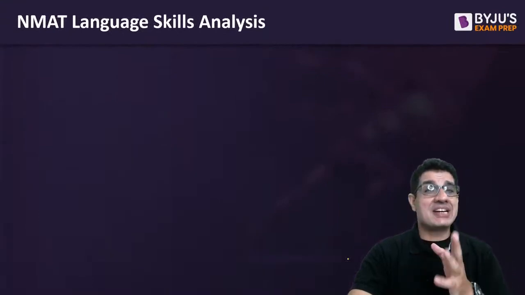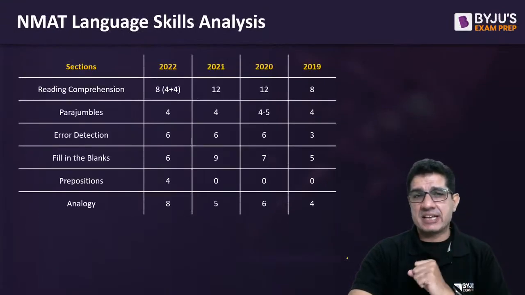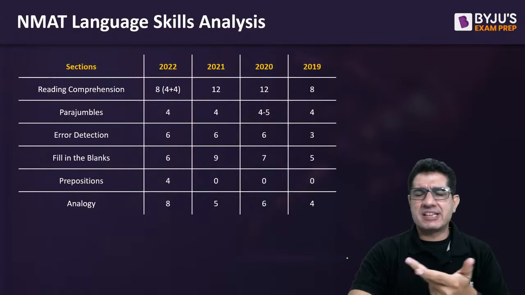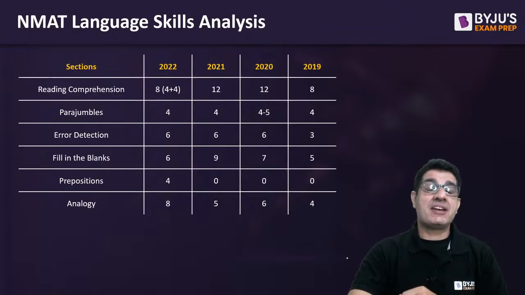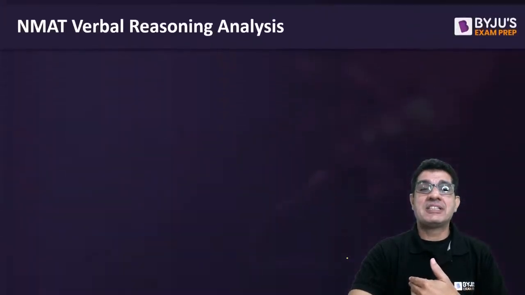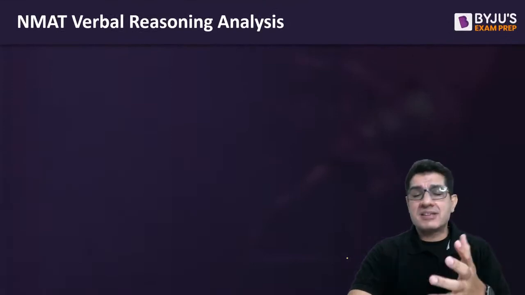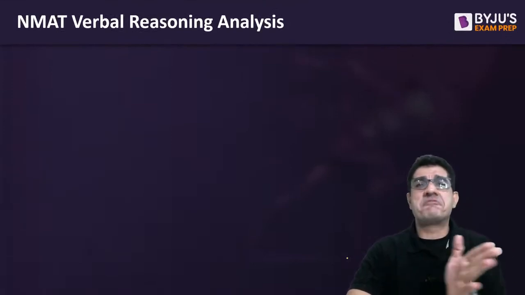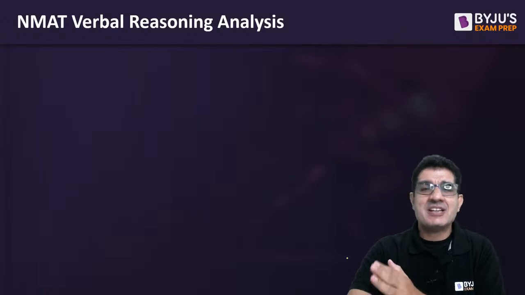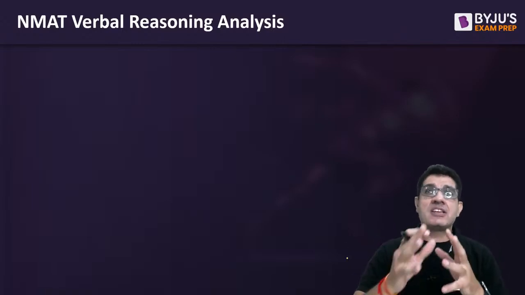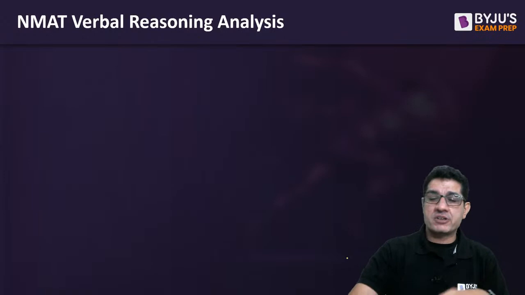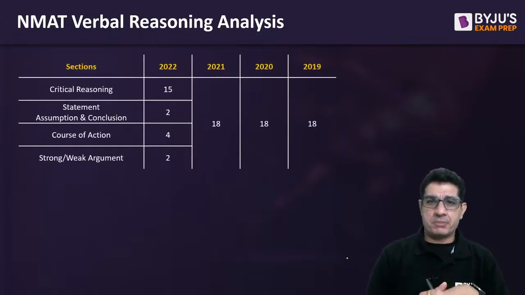Yesterday we talked about language skills, and here is the detail. So you know that we get 36 questions, but then you also happen to have a reasoning section where you tend to get verbal reasoning as well. So if I look at verbal reasoning over the course of last 4 years of NMAT, here is the breakup.